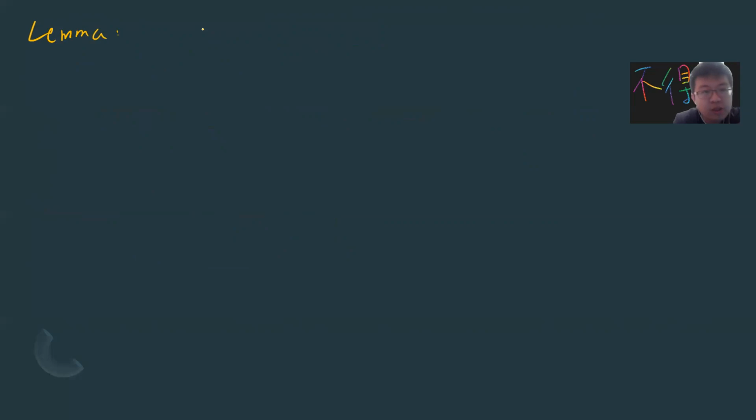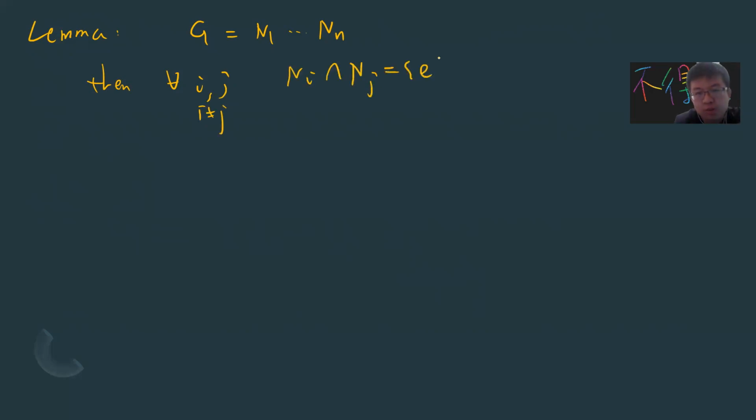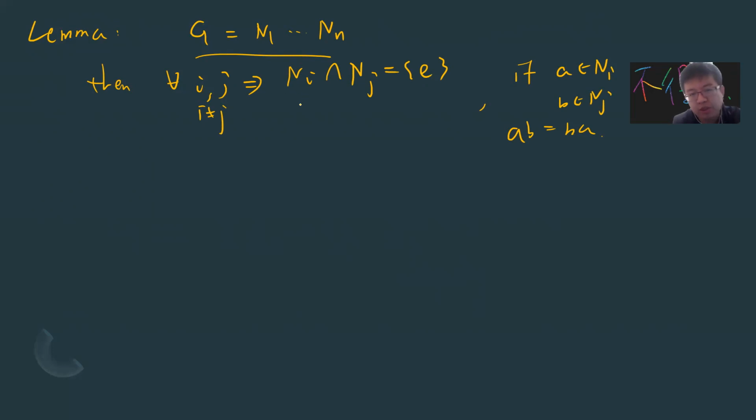So the lemma is that G is an inner direct product of N1 up to Nn. Then for i and j such that i is not the same as j, the intersection of Ni and Nj will be the identity. And if a belongs to Ni and b belongs to Nj, then they will commute. So I want to say that if G is the inner direct product of these normal subgroups, then their intersection must be the identity. Okay, this is very weird, right?